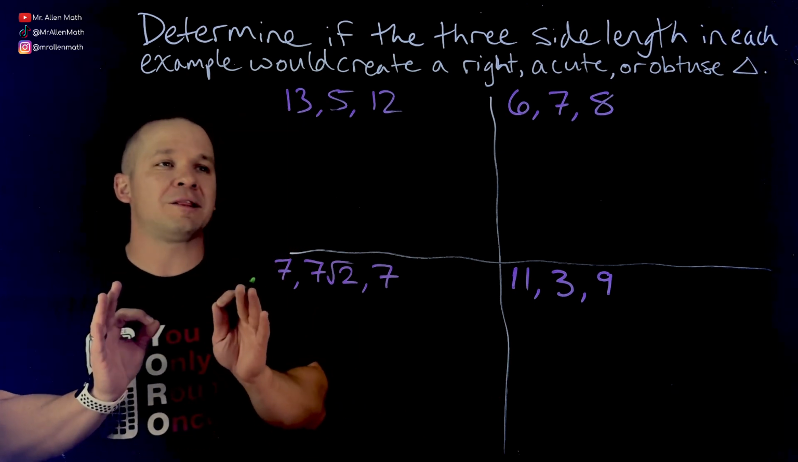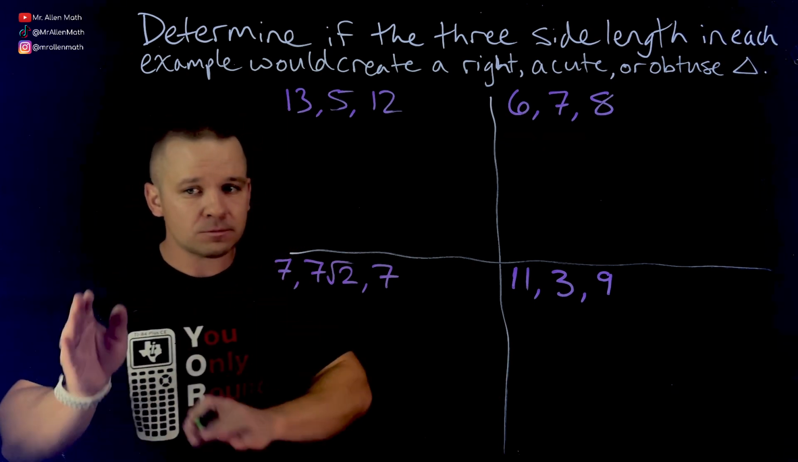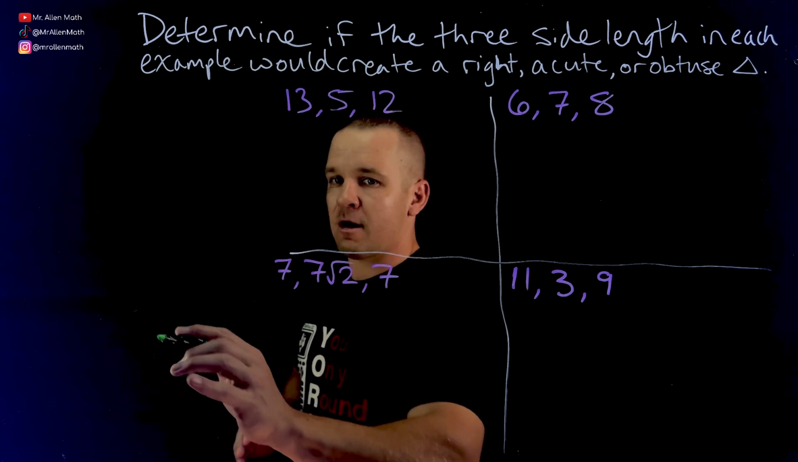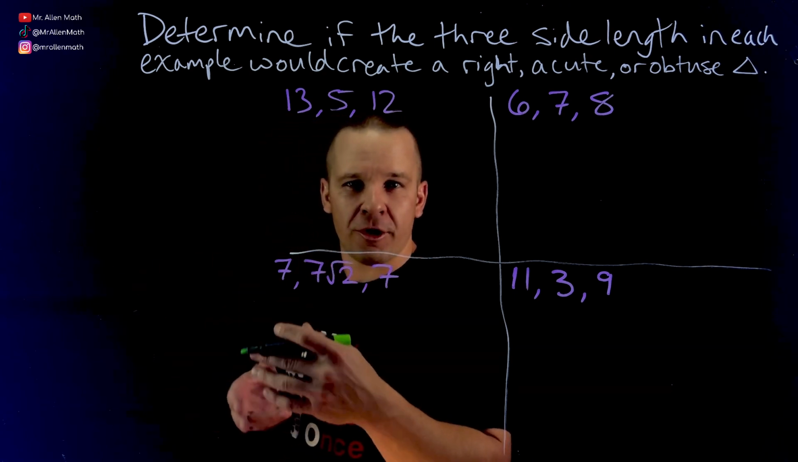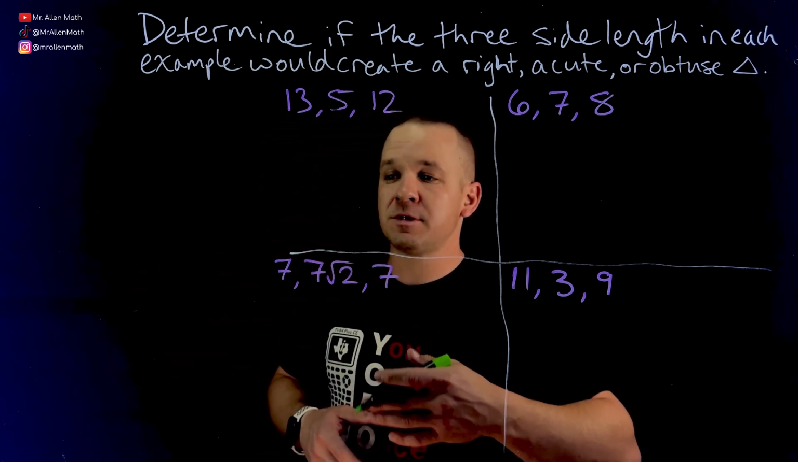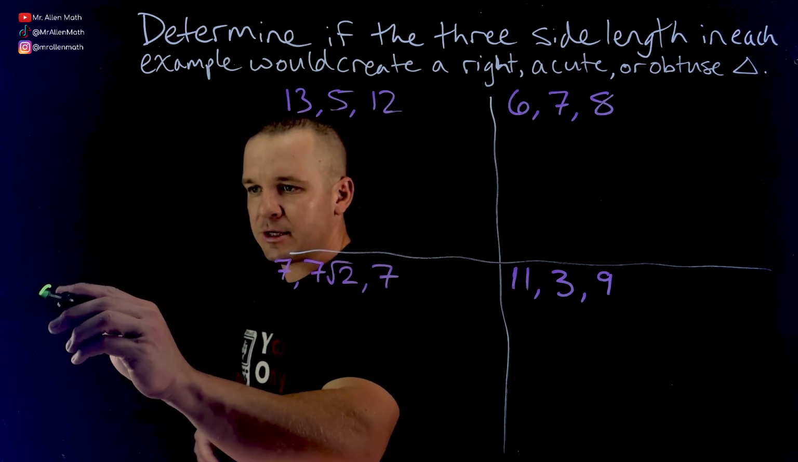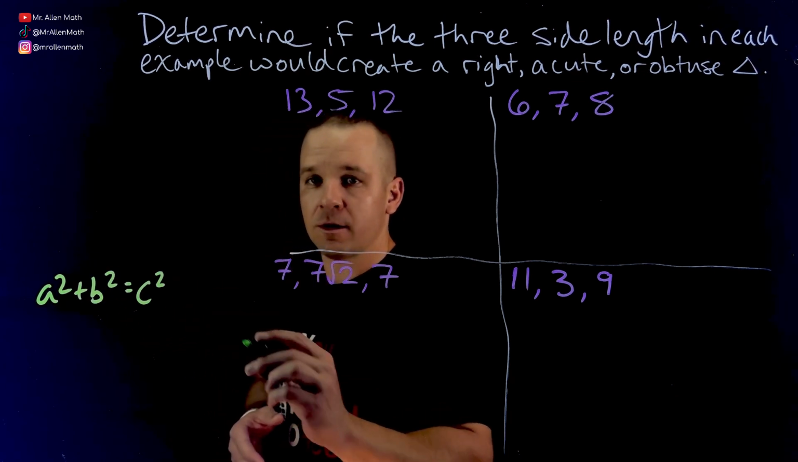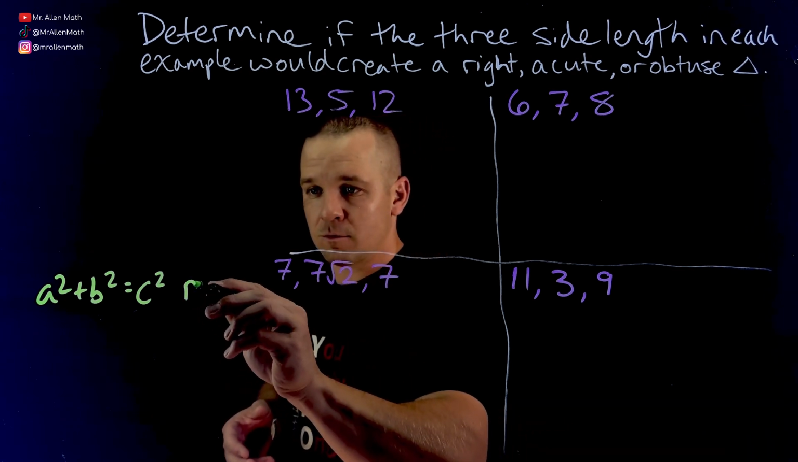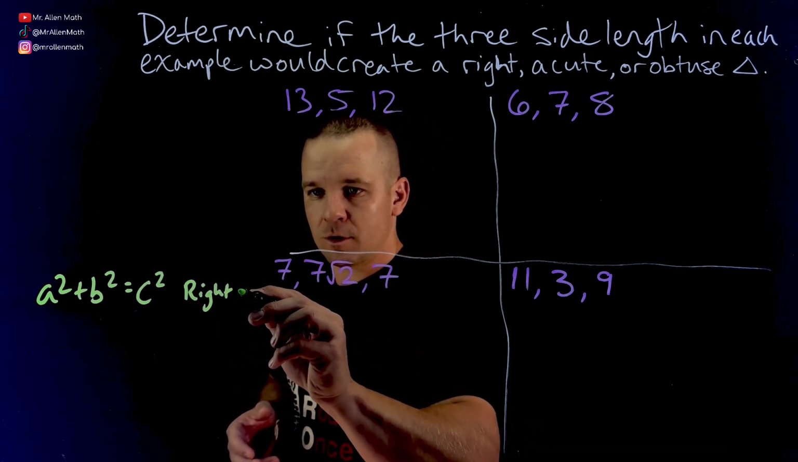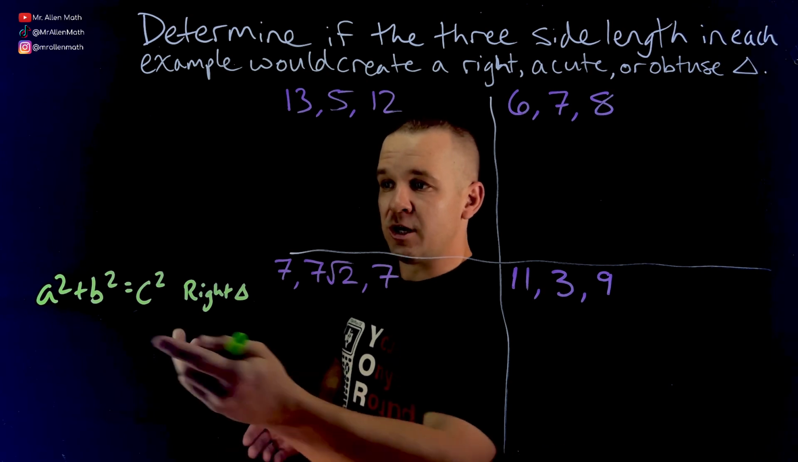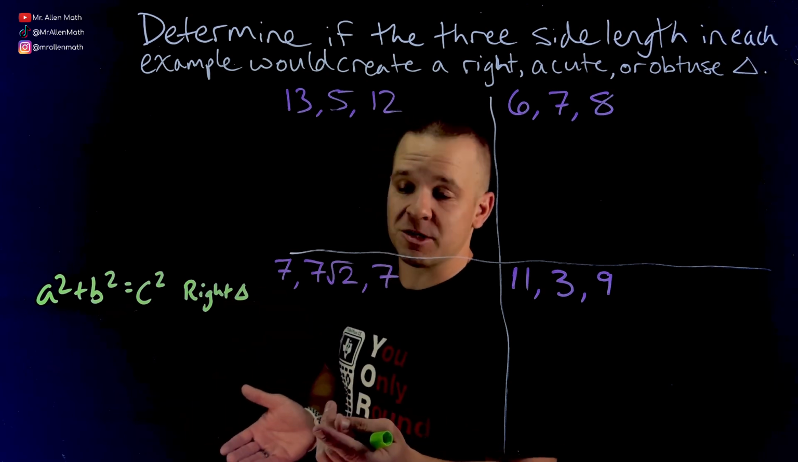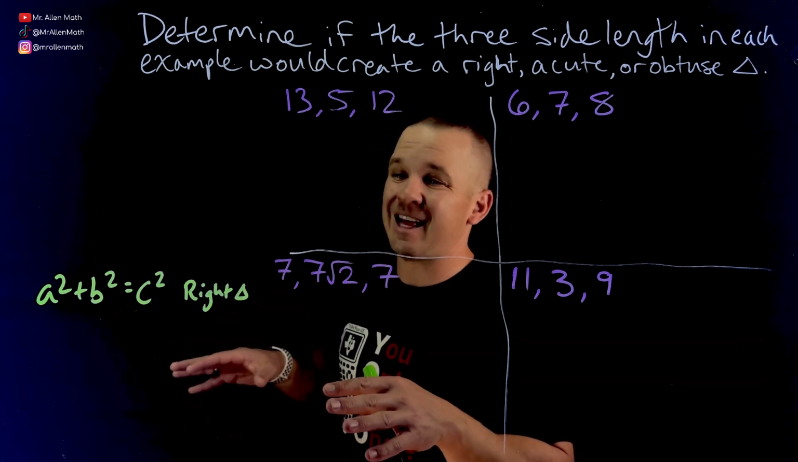Well, why don't we write that down real quick, okay? I'm going to do so over here. So my Pythagorean theorem is a squared plus b squared equals c squared. That would mean that it is a right triangle. So if a squared plus b squared actually equals c squared, we have a right triangle. No tricks on that one.